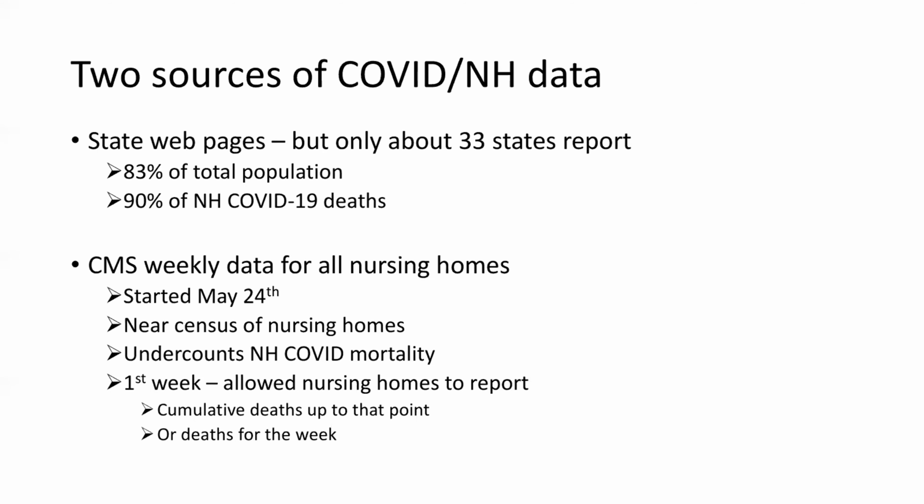Now the downside of using these data is that there's a pretty clear undercount of nursing home COVID mortality. And there's a kind of systematic reason for it. In the first week, CMS allowed nursing homes to report either the cumulative deaths up to that point or the deaths that had occurred just in that week. And you can see in the data that overwhelmingly nursing homes reported the cumulative number of deaths, but there are some that just reported deaths from that week, which you can tell by comparing to the state dashboards.